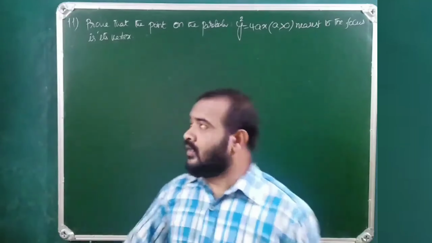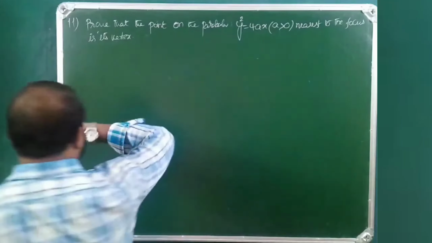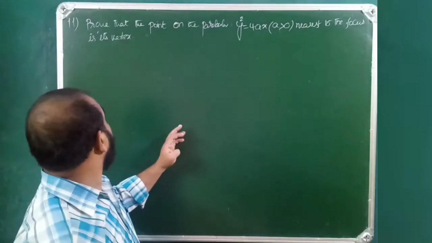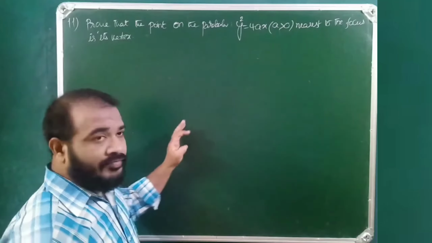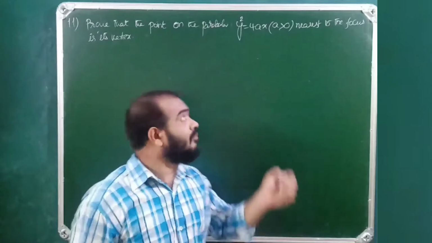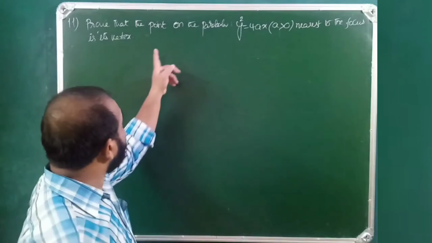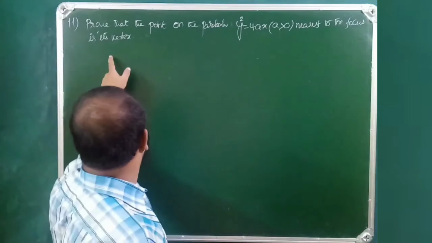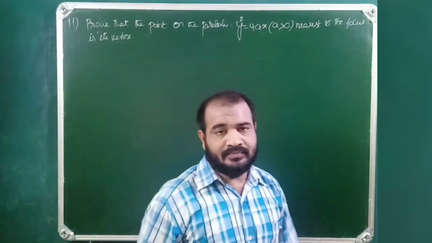Now, the 11th question. We have already started this exercise 3A, in which the first Roman is completed, the second Roman 10 problems we have completed, and this is the 11th problem. Prove that the point of the parabola y square equals 4x nearest to the focus is its vertex.